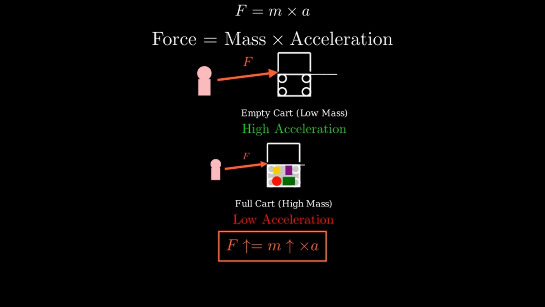With an empty cart, which has less mass, a small push creates a lot of acceleration. It moves quickly and is easy to control. But with a full cart that has more mass, the same push creates much less acceleration. The cart moves slowly and requires more force to get going or to stop.